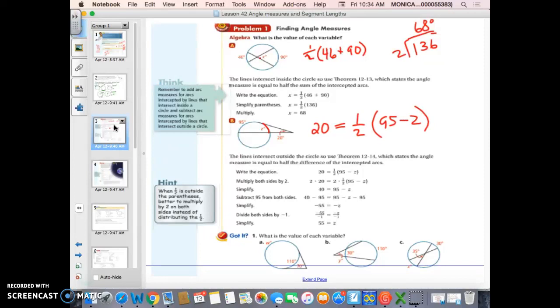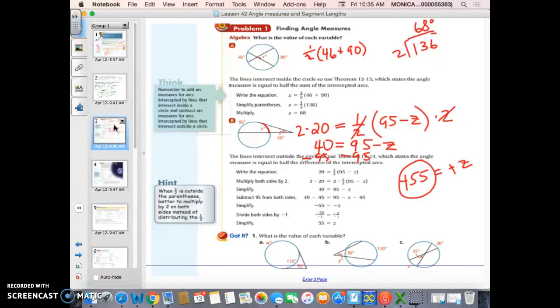Okay, so one thing you can do to get rid of 1/2 is multiply both sides by 2. So if I multiply this side by 2, 2 times 1/2 is 1, so it cancels out. But because it's an equation, I have to multiply the other side by 2 as well. So that would mean 40 equals 95 minus z. All right, so the next step is to subtract 95 from both sides. That gives me negative 55 equals negative z. Well, I can change these to positives, so that means that my arc measure is 55.